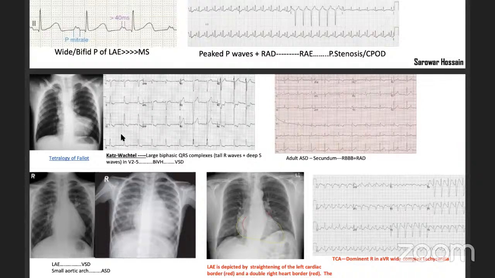Okay, next one is basically ASD, secundum type. In case of ostium secundum, there will be RBBB with right axis deviation, whereas in primum, left axis deviation. Yes. Okay, so this is right axis. Yeah, RBBB is there. Some right axis deviation is there, not classical. Not like lead 1 is half and half, right? Not proper right axis deviation. It's difficult to say clinically.